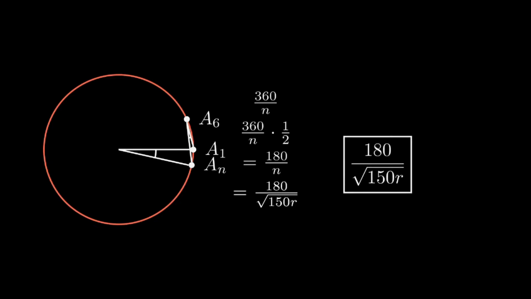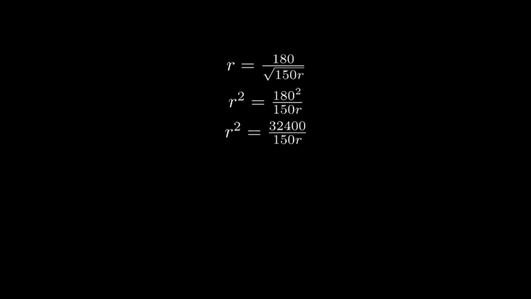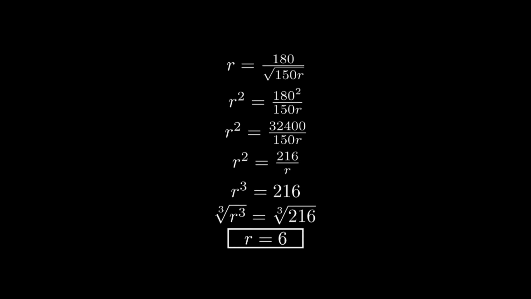Now, using this answer for question 12, we can solve for r. Let's go ahead and square both sides to get r squared equals 180 squared over 150r. This is equal to 32,400 over 150r. We can simplify this and get 216 over r. Here, let's go ahead and multiply by r again and get that r cubed is equal to 216. Now, all we have to do is take the cube root of both sides and get that r is equal to 6.